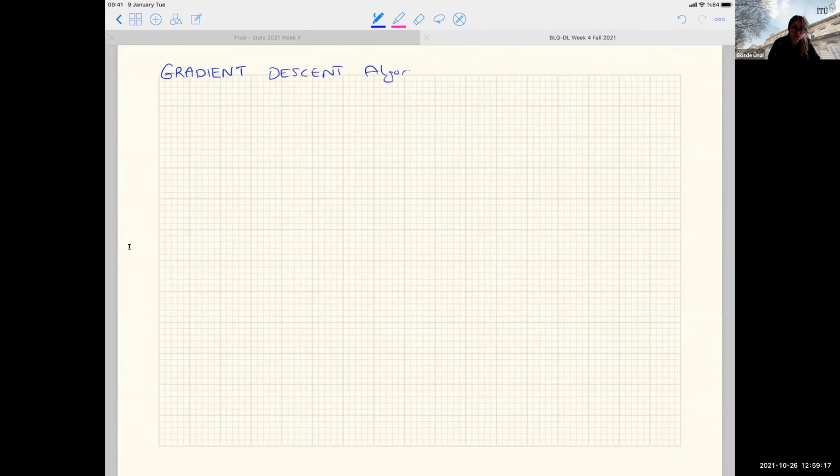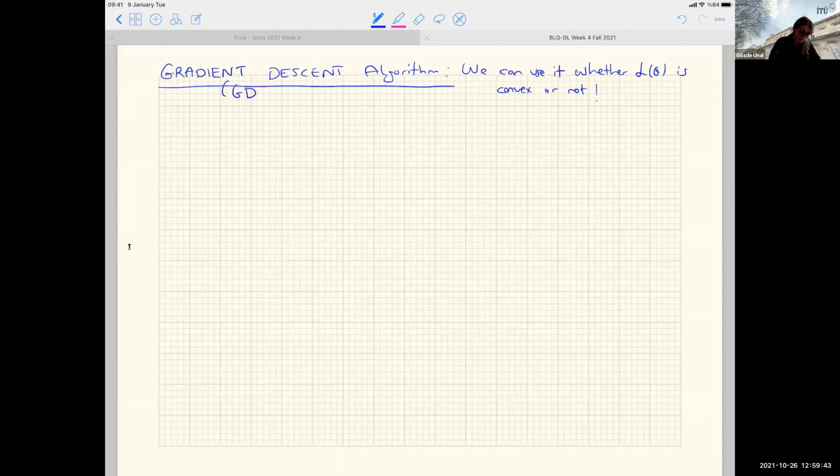algorithm. One nice thing is we can use it whether our loss function is convex or not. It is a cool, nice iterative optimization. We can use it whether L theta is convex or not. So GD, we typically show it by the acronym GD, right?